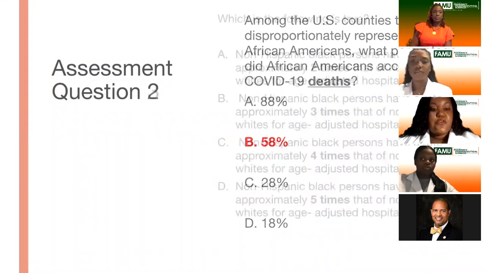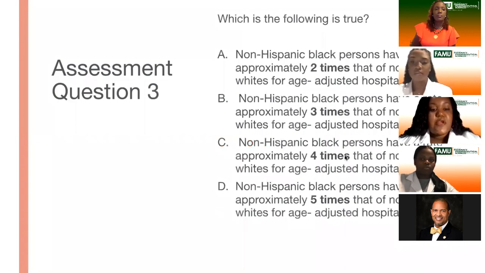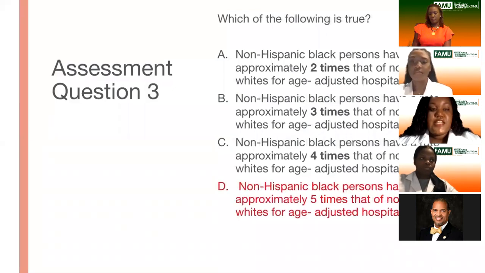Number 3, which of the following is true? A, non-Hispanic Black persons have a rate approximately 2 times that of non-Hispanic whites for age-adjusted hospitalization? Or is it B, 3 times that, C, 4 times that, or D, 5 times that? You got it if you answered D, 5 times that of non-Hispanic whites for hospitalizations.